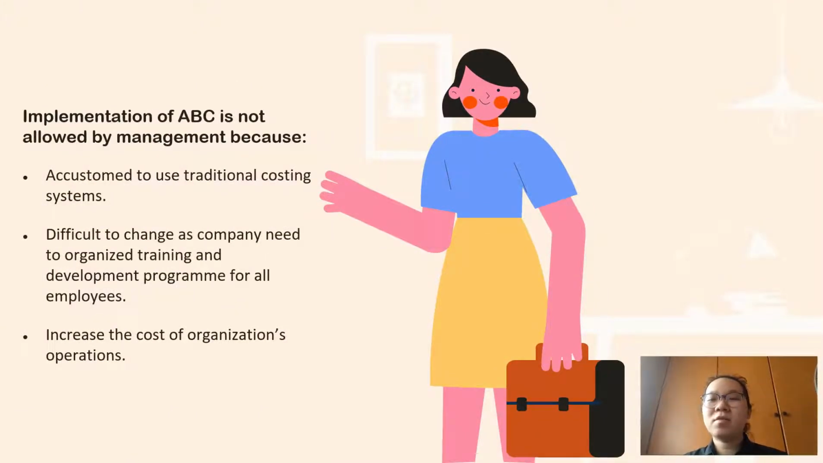Implementation of activity-based costing is not allowed by management because managers are accustomed to using the traditional costing system to run company operations. Most companies are satisfied with their current costing system as it has been in use for many years. It is difficult to change the costing system suddenly as the company needs to organize training and development programs for all employees to learn how to record day-to-day transactions using the activity-based costing system. This will also increase the cost of the organization's operations, due to the company needing a certain amount of money to organize training and development programs about activity-based costing for all employees.